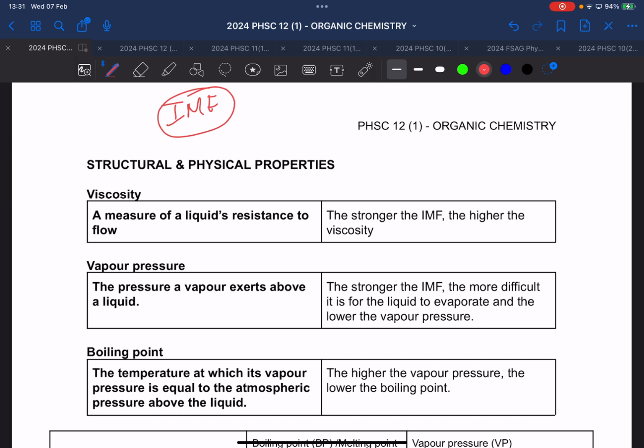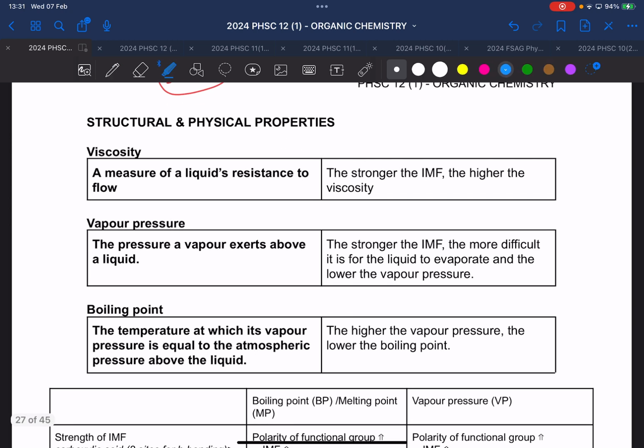Yes, those 4 bullet points? Same thing here, so I'm just summarizing. There are 3 definitions that you need to know: viscosity, vapor pressure, and boiling point. Now, viscosity, they do not ask a lot. What is viscosity? It is the measure of a liquid's resistance to flow. For example, if you compare honey and water, then honey's viscosity is higher, meaning honey has a stronger intermolecular force.